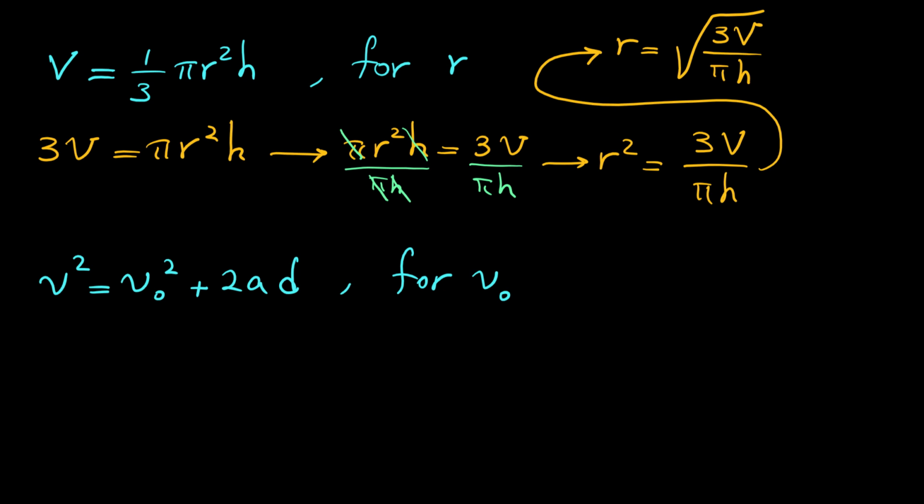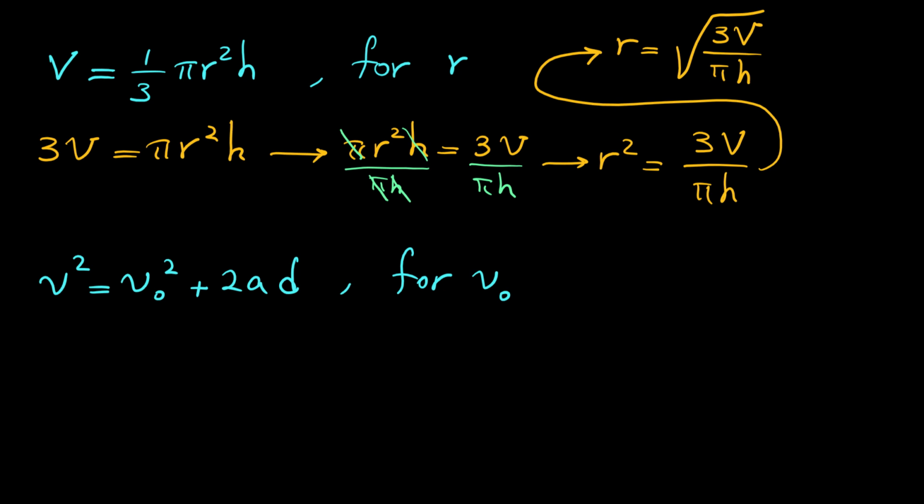But because we know that this formula shows the volume of an object and r is the radius, we know that radius cannot be negative, so we only consider the positive sign for the radical. But if we don't know anything about r, then we have to put a plus minus here for the radical. But because r shows the radius, we don't need to put a plus minus sign. So r is radical 3v over pi h.